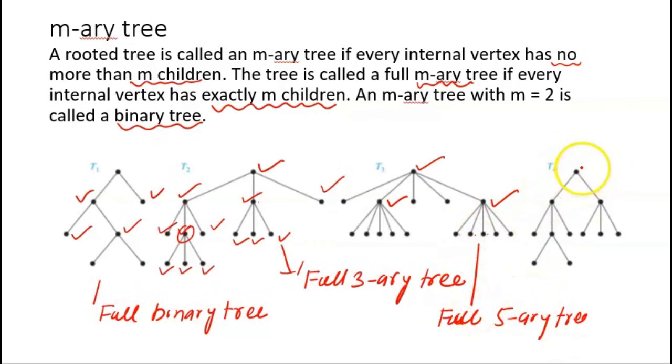Now if I look at this example, this is an internal vertex, but it has two children, this and this. And this is an internal vertex, but it has three children. So this is not a full m-ary tree for any value of m. This internal vertex has two children, this internal vertex has three children, this internal vertex has three children, this internal vertex has two children. So there are four internal vertices, out of which two of them have two children and two of them have three children. So it means that this is not a full m-ary tree for any value of m.